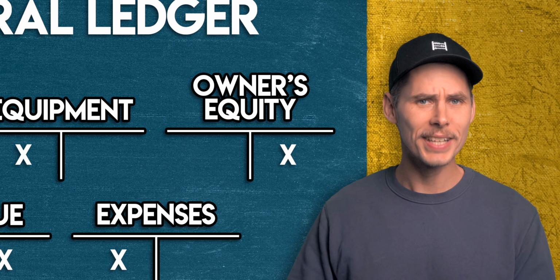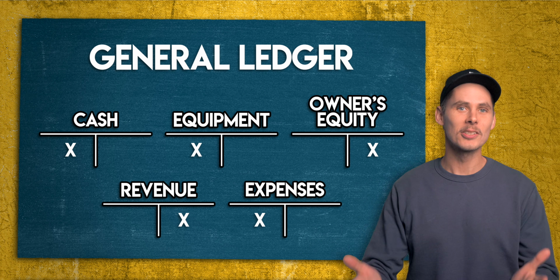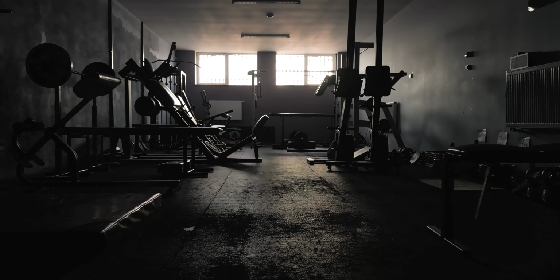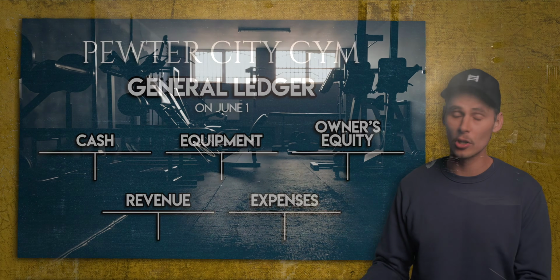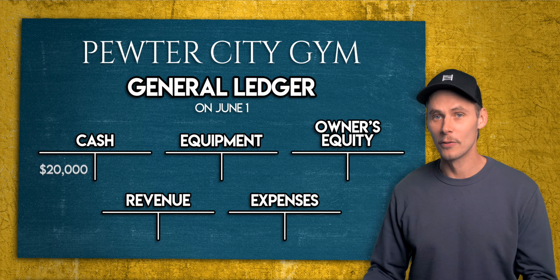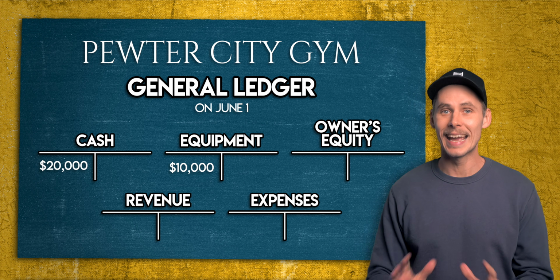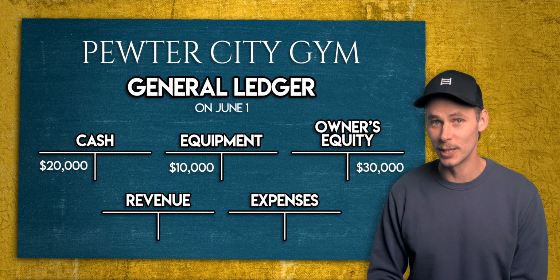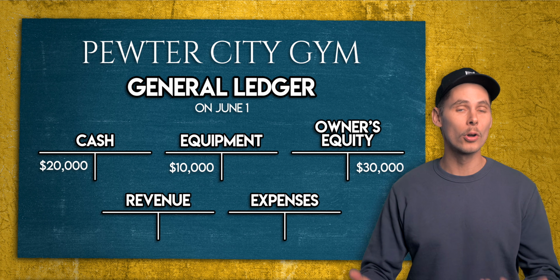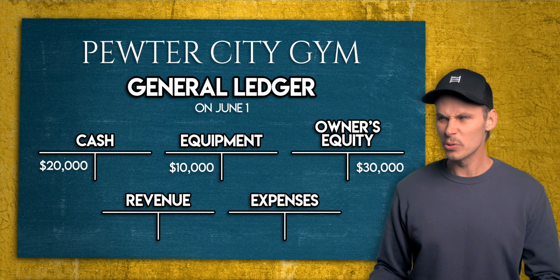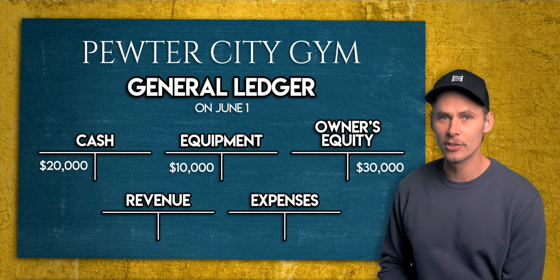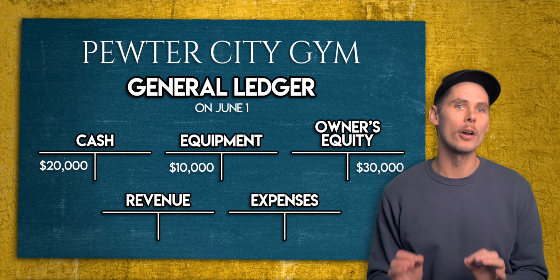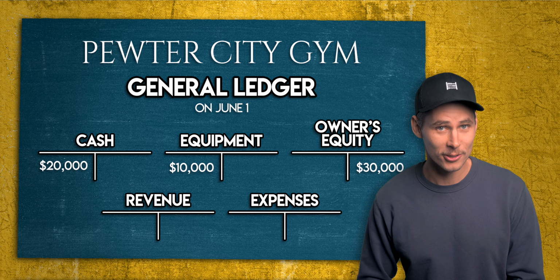How do transactions get into the general ledger? Let's look at an example. Imagine we run a gym in Pewter City. At the start of June, our books look like this. We have $20,000 in cash, $10,000 in equipment, and $30,000 in owner's equity. These are the opening balances recorded in our general ledger. We also have revenue and expense accounts, but these are empty for now. They'll come into play when we work through these next 3 transactions.